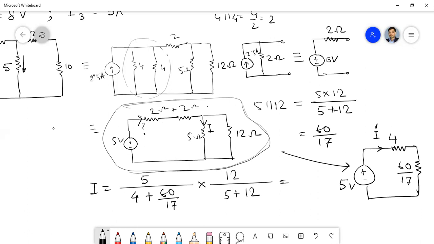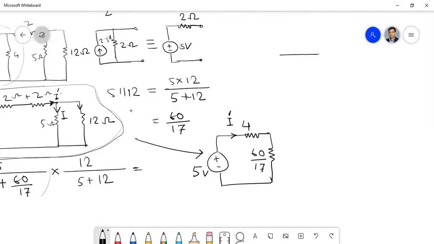5/4 plus 60/70, so this is the current. Now this current is flowing through here, so this I cap is flowing through this part. Now this part will be dividing into 2 parts. Here we can use the current dividing rule. Current dividing rule means what? Do you know the current dividing rule?